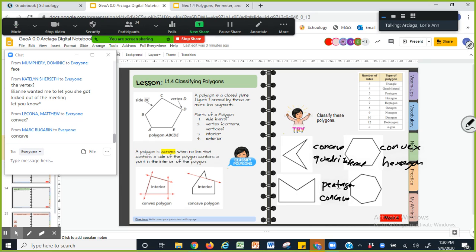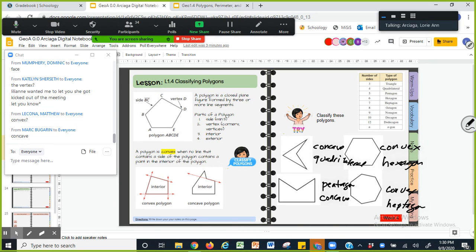Anybody? Is it convex? Yes, honey, convex, Matthew said. And what type is it, Matthew? Heptagon. Heptagon, because it has 7 sides. That's awesome, you guys. All right, so how about that for the first segment of today's lesson?